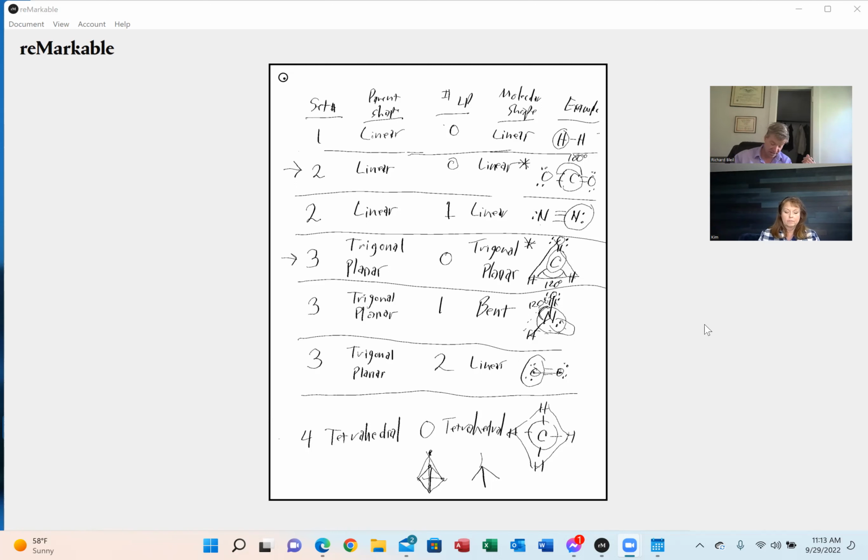And set number 4 with 0 lone pairs. And notice it's all with 0 lone pairs. Tetrahedral is highly symmetrical as well. Okay. If we went on to the more extended version of VSEPR, you would see there are other molecular shapes that are also highly symmetrical, but for our purposes, we're going to stop here.